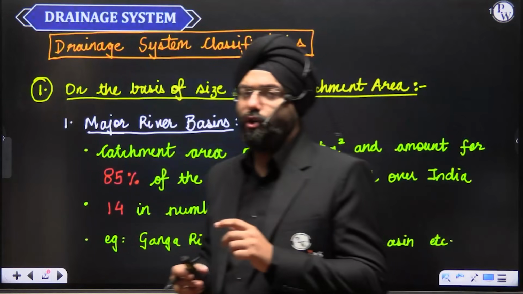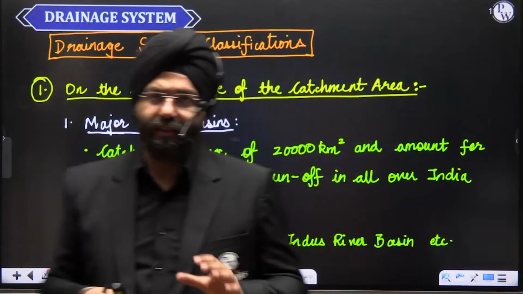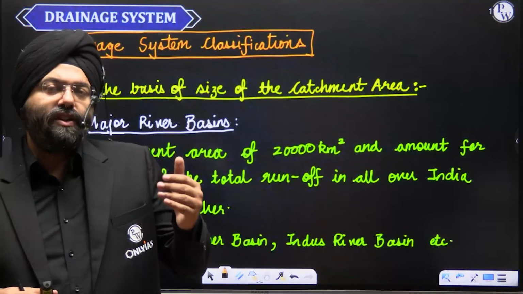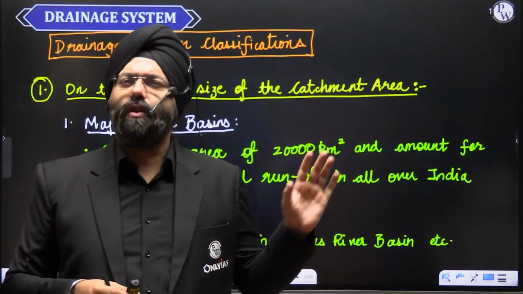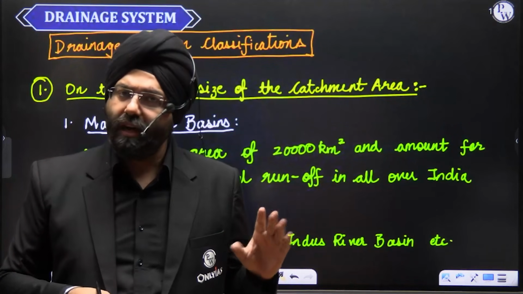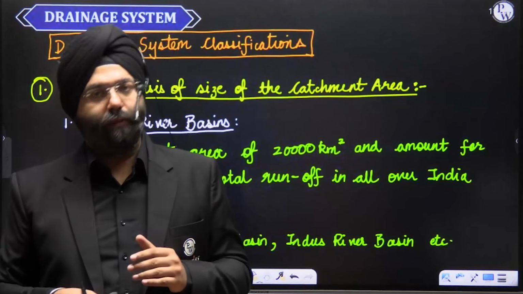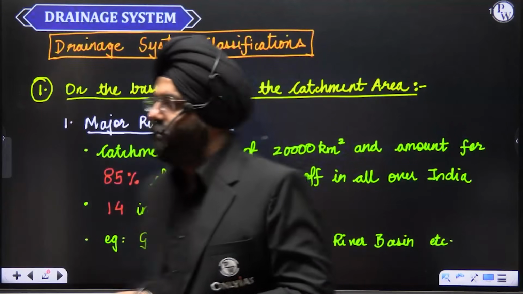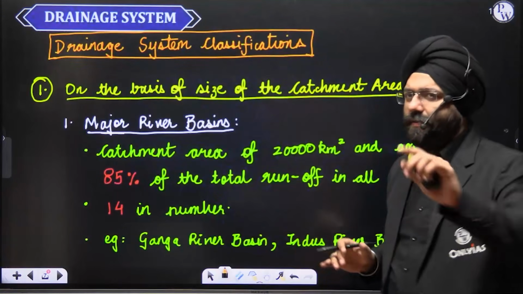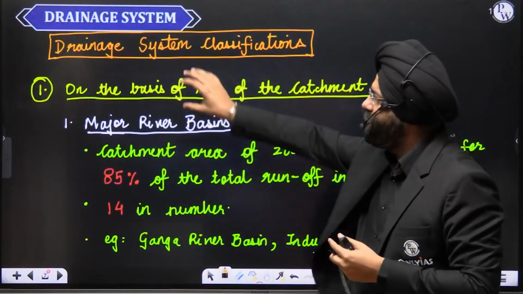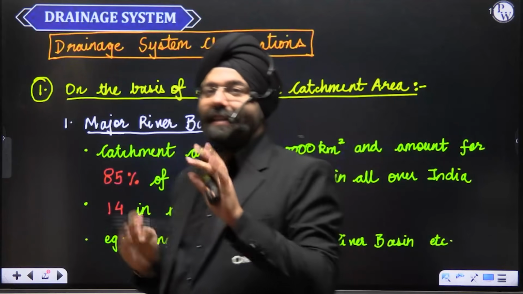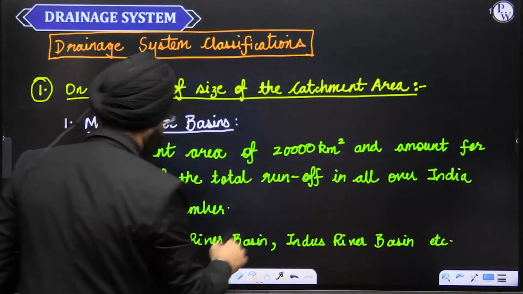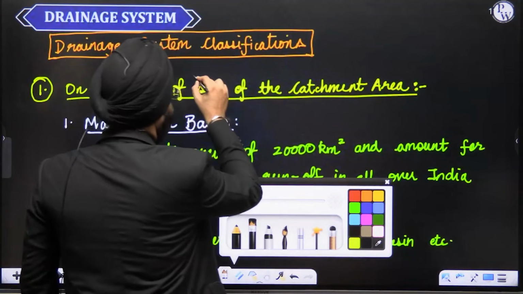Now please understand, in your NCERTs and certain standard books, this classification has been given. Now this becomes important. This has been asked in previous year questions long ago in your General Studies mains paper, and repeatedly asked in your prelims paper also. So let's understand. When I talk about drainage system classification, on the basis of the size of the catchment area. The first basis is the size of the catchment area.